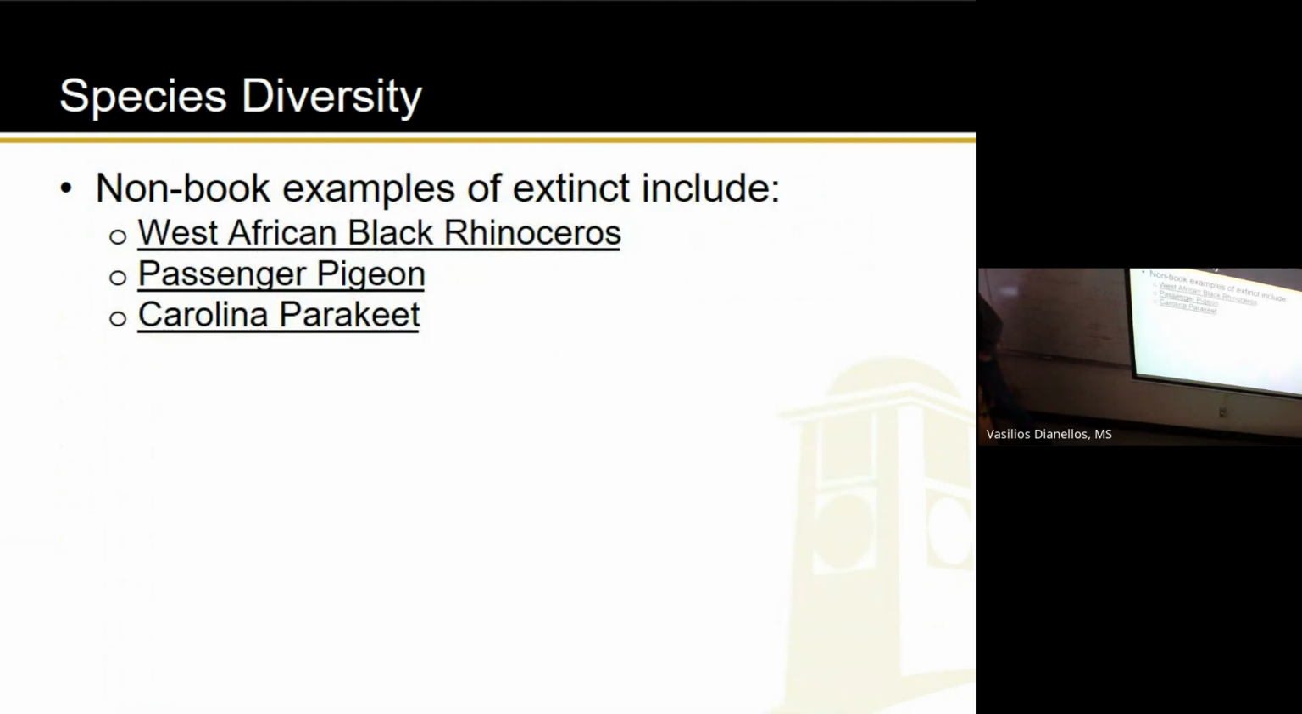For that matter, actually I won't get to that yet. Give me a second. Here's some non-book examples. So I just looked these up. And I'm not going to ask you about these. These are all just examples. There'll be no questions about these animals. But West African black rhinoceros, I chose that because back when I started teaching this course, that was like the newest extinction. So that's still relatively new. Passenger pigeon, I chose that because that's from the United States. So they used to be all over the United States, and we killed them off. And then same thing with Carolina parakeet. That's something that used to be in West Virginia, but no longer is.